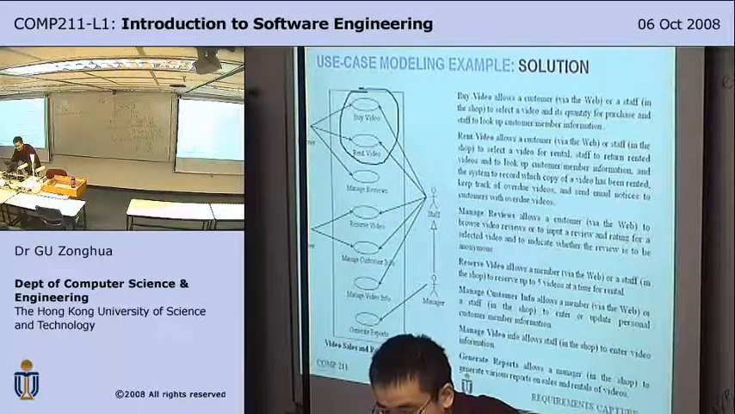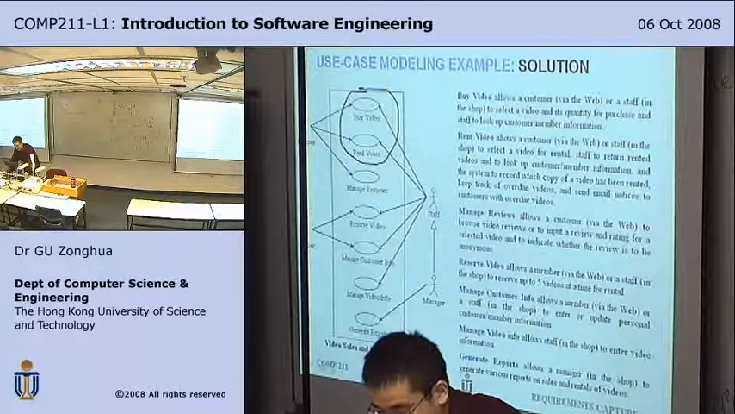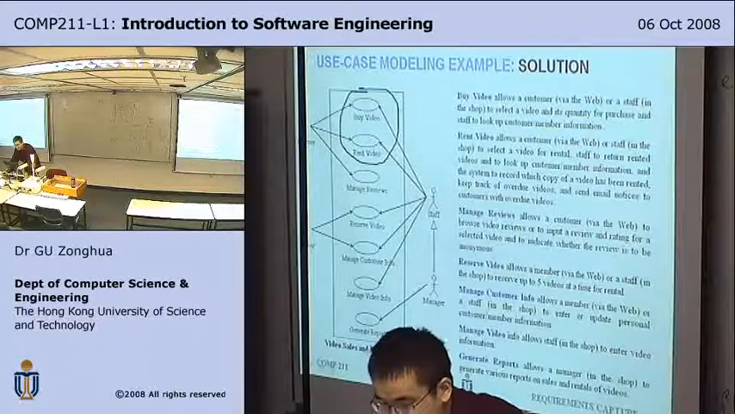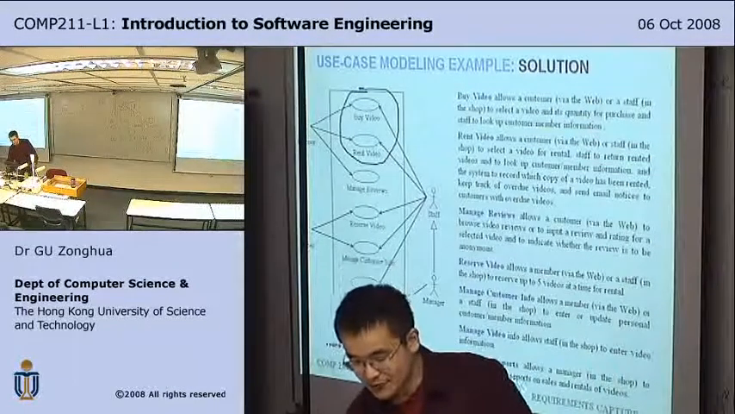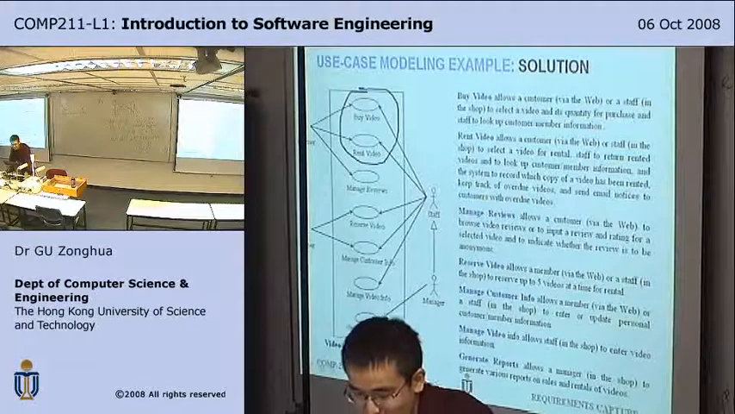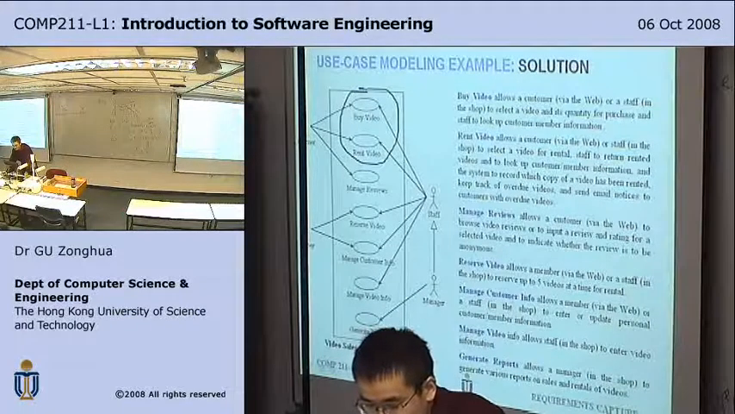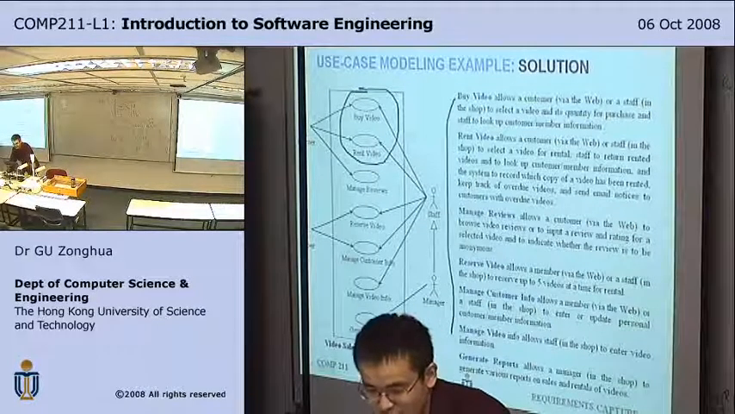So this is the diagram. Then you place a short description for each use case beside the diagram. So buy video allows the customer via the web or a staff in the shop to select a video and its quantity for purchase, and staff to look up customer member information. So in combination, this is a complete use case model.